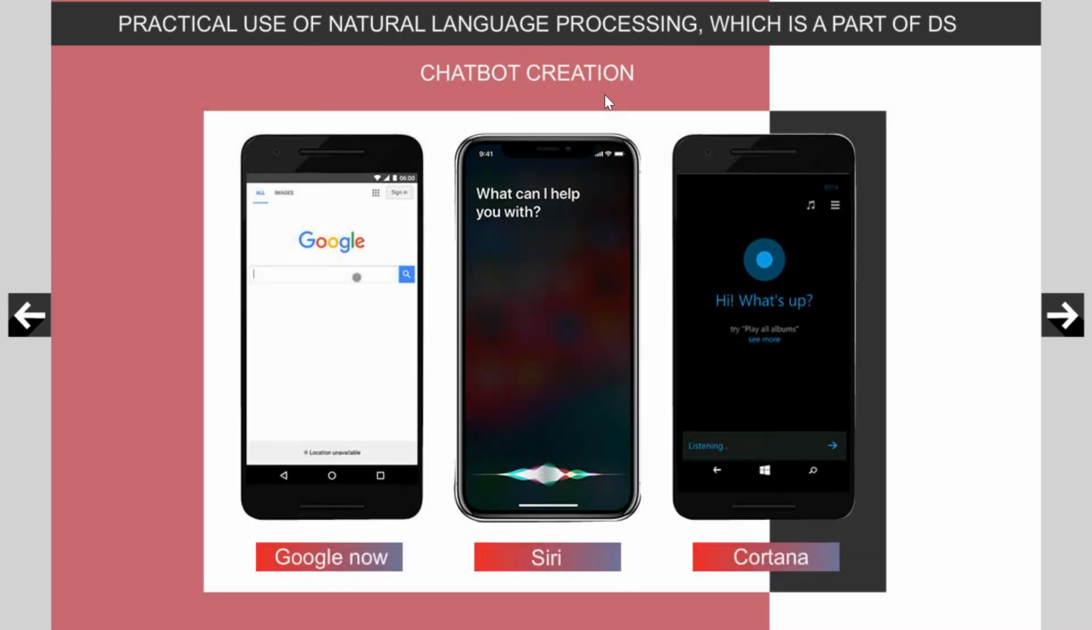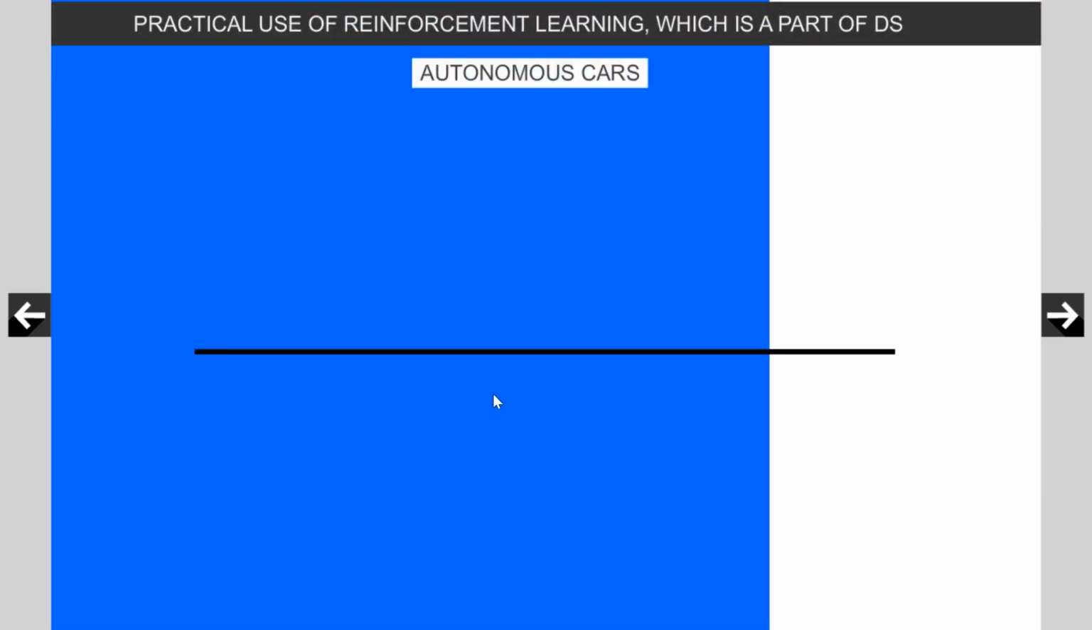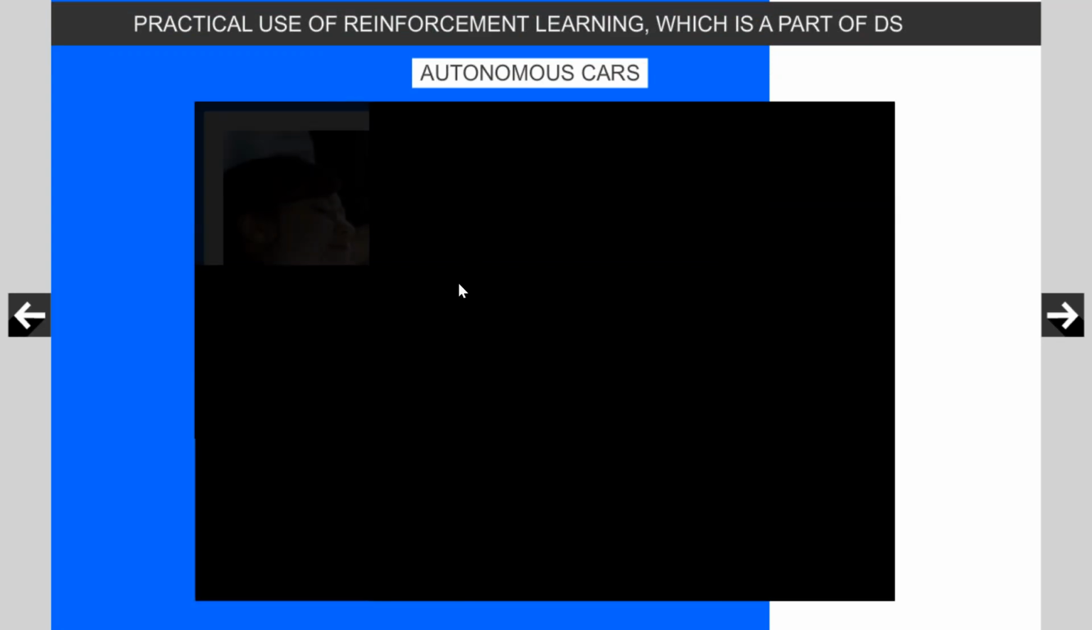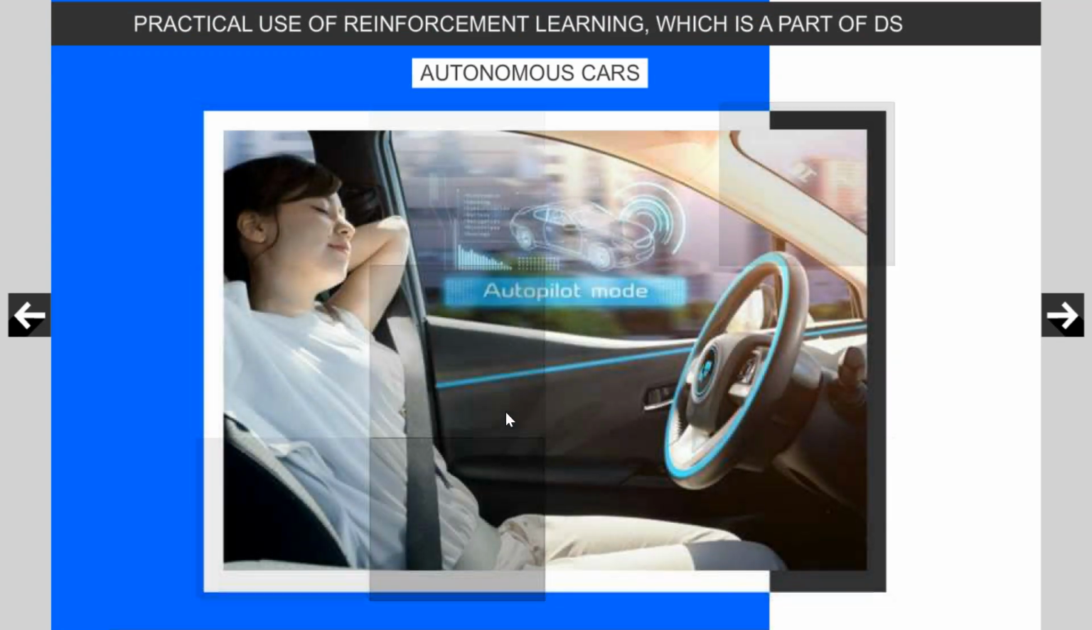You would have heard about chatbots, Google Now, Siri, and Cortana. Chatbots can be created if you learn natural language processing. There is a great demand to do so. Every bank has a chatbot. Every service provider has a chatbot. You would have heard about autonomous cars. People want to automate every industry. Even for this purpose, you have to learn reinforcement learning.